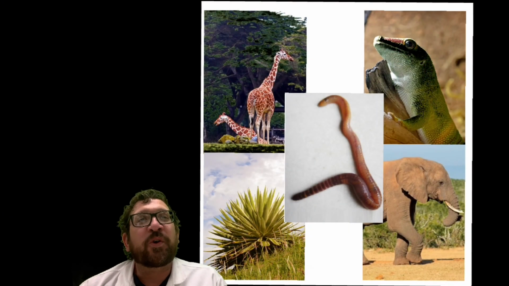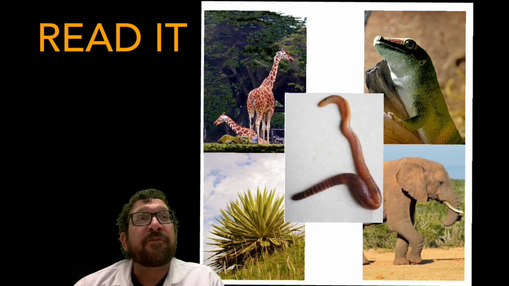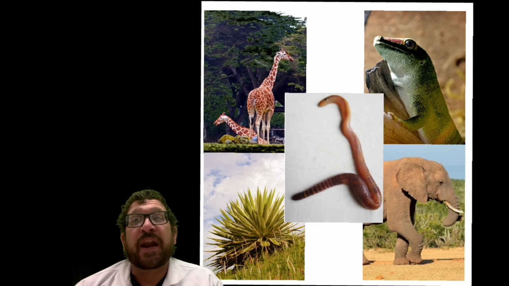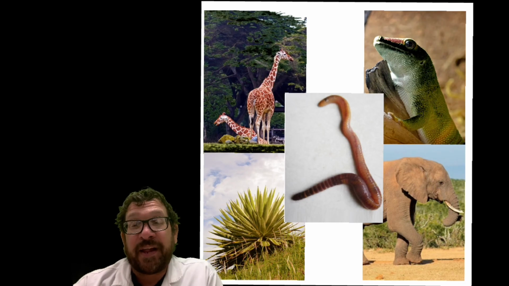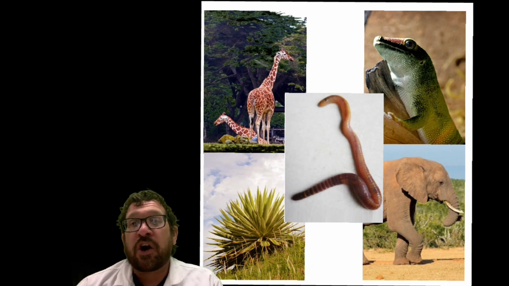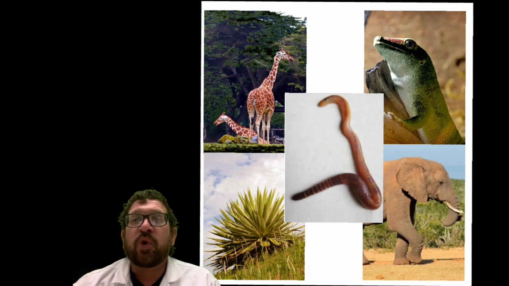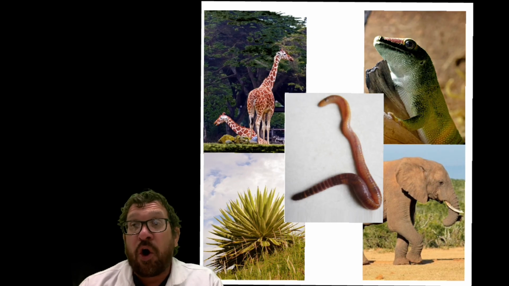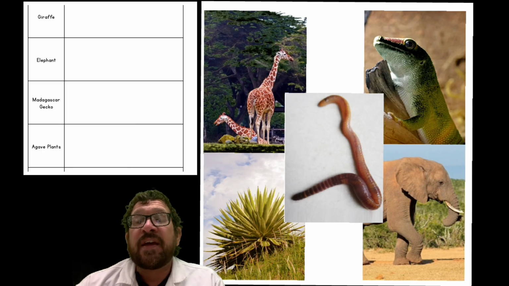The first folder is called Read It. You will read about 5 different organisms. We've got a gecko, the giraffe there, an earthworm, an elephant, and an agave plant. And you're going to determine how these organisms are suited for the environments that they're in. You're going to have a small write-up about each, and then you will fill out the activity sheet that goes with the Read It about how they are adapted.